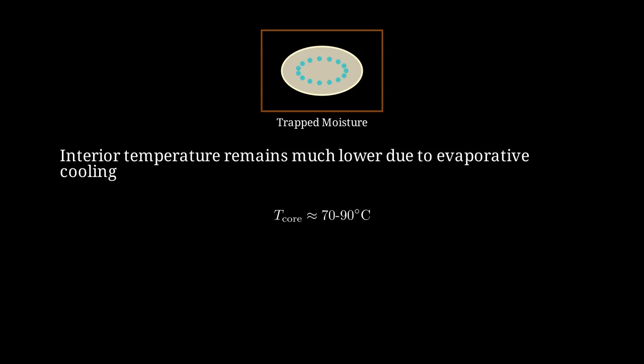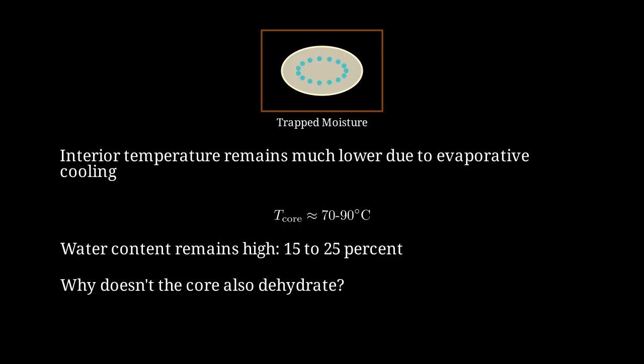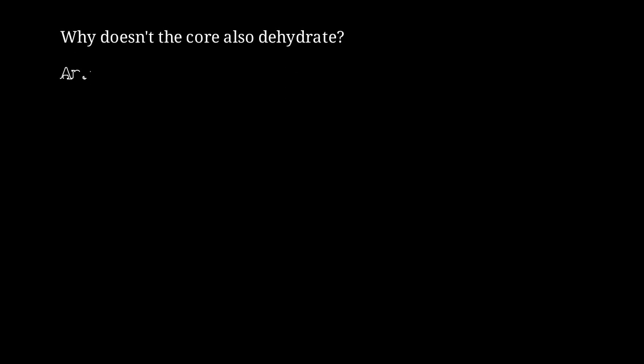Core temperature remains around 70 to 90 degrees Celsius, well below the surface temperature. The interior retains 15 to 25% water content, compared to less than 5% at the surface. But why doesn't the core also dehydrate completely during baking? The answer is the kinetic barrier created by the crust, which forms faster than heat can penetrate to the core.